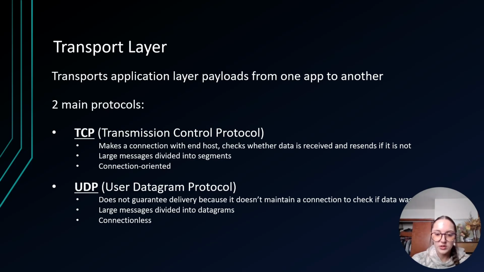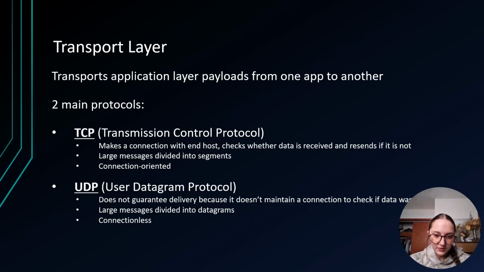Next we have the transport layer, and it transports application layer payloads, which we talked about, from one application to another. It also has two main protocols, similar to the application layer. It has TCP and UDP, or the Transmission Control Protocol and the User Datagram Protocol. TCP makes a connection with the end host, checks whether data is received, and resends it if it wasn't. It also takes large messages and divides them into what they call segments.